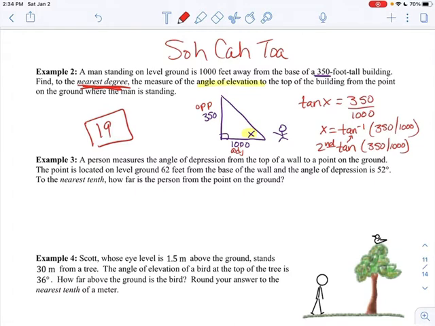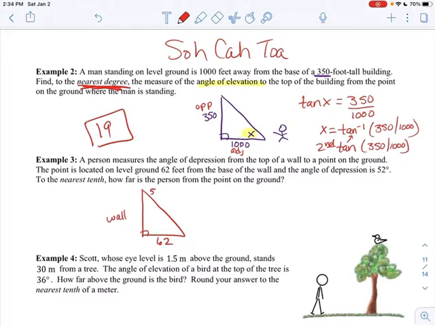All right, next one, number 3. A person measures the angle of depression from the top of a wall to a point on the ground. So again, I'm going to draw myself a right triangle. This is the wall. So from the top of the wall to an angle on the ground, that angle of depression is, do they tell me what it is? The point is located on level ground 62 feet from the base of the wall. So this is 62 feet. And the angle of depression is 52.